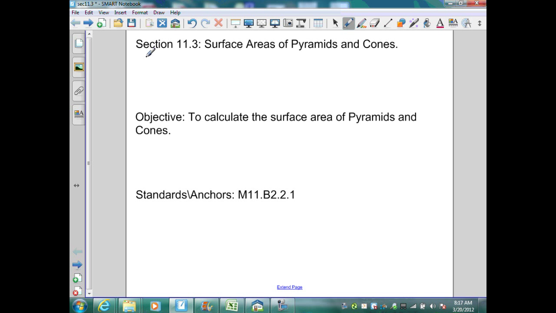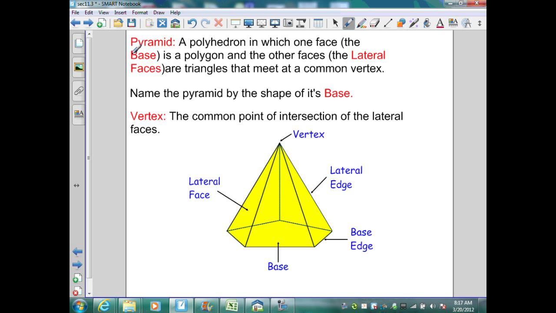Section 11.3, Surface areas of pyramids and cones. A pyramid is a polyhedron in which one face, the base, is a polygon and the other faces, which are lateral faces, are the triangles that meet at a common point known as the vertex. And we name the pyramid by the shape of its base.